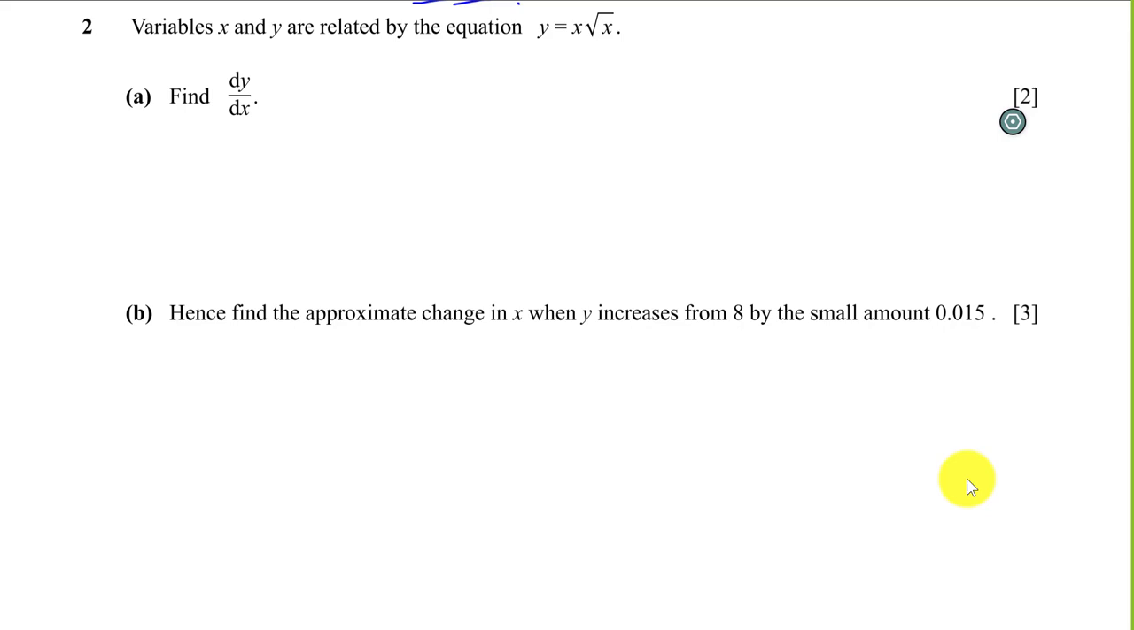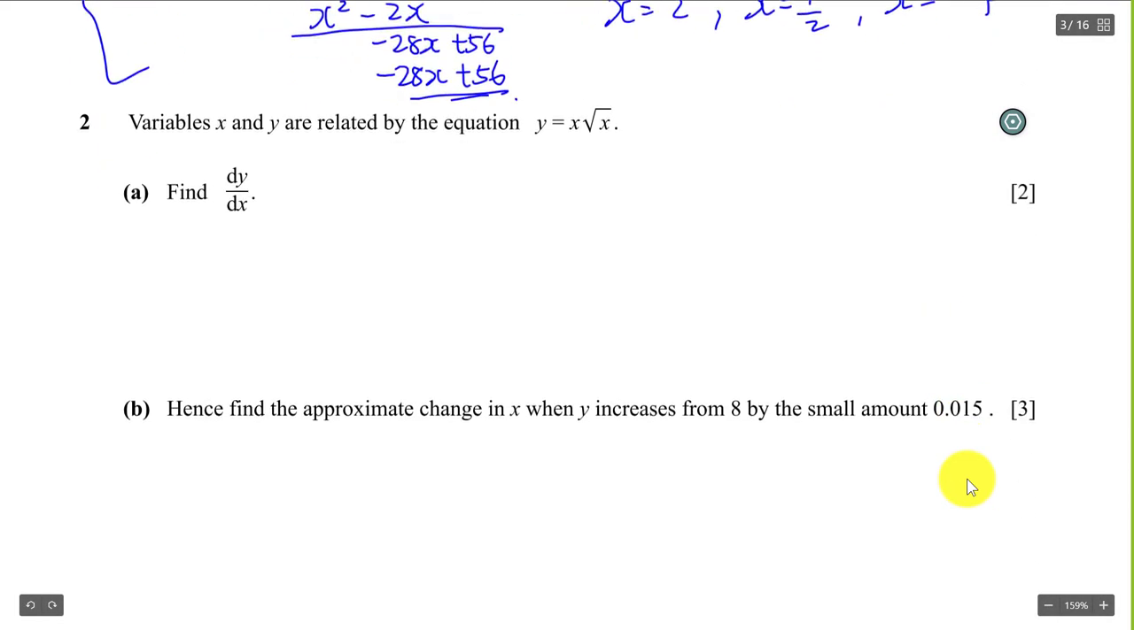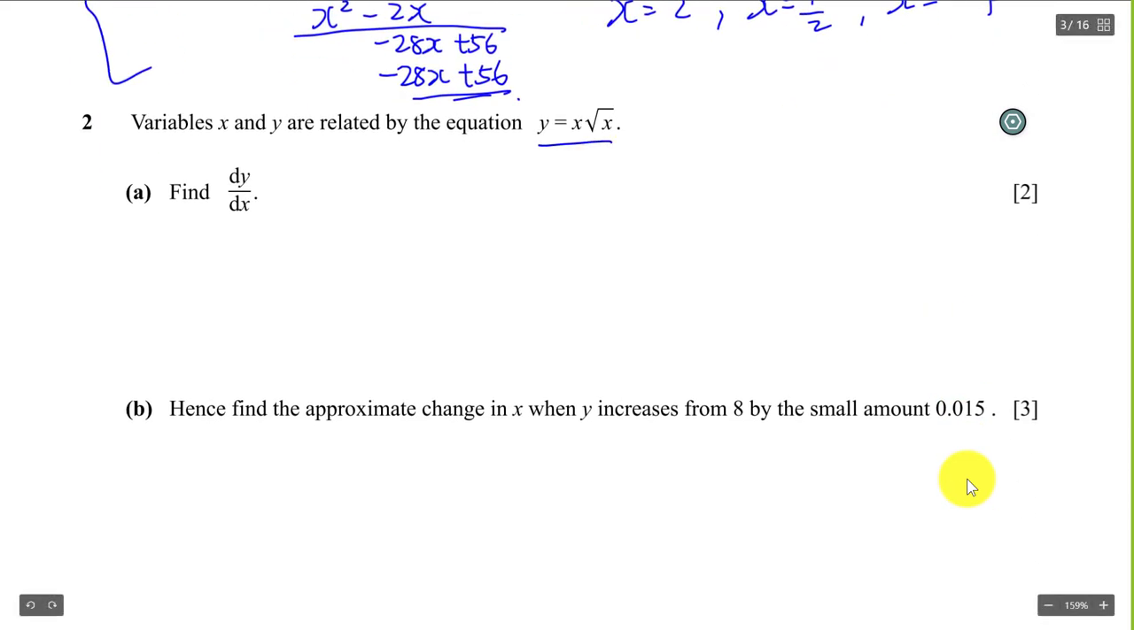Alright, then for question number 2 here, the variables x and y are related by this equation. They ask you to find dy/dx. We do need to use the product rule, but we need to use the indices method to simplify these indices. So this is x to the power of 1 multiplied by x to the power of half. When multiplying, the powers are added, so we get x to the power of 3 over 2.